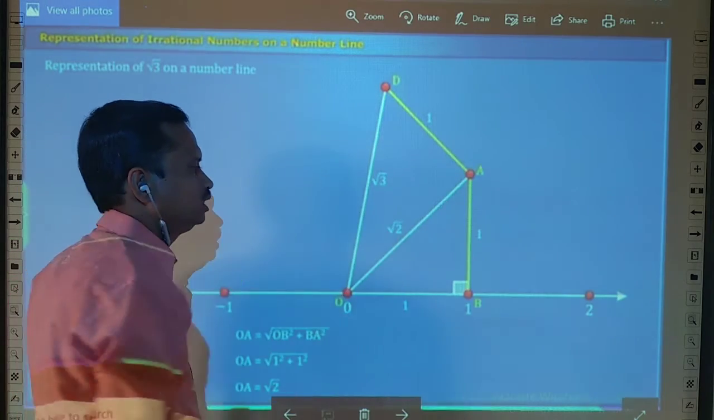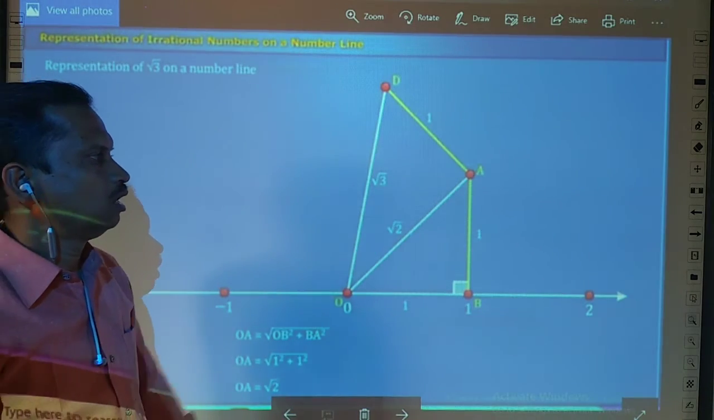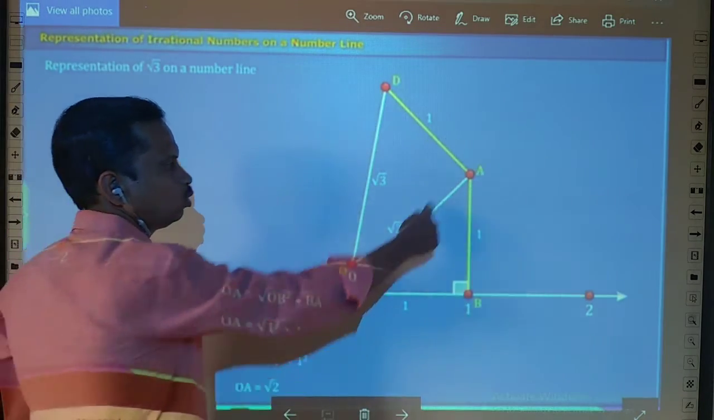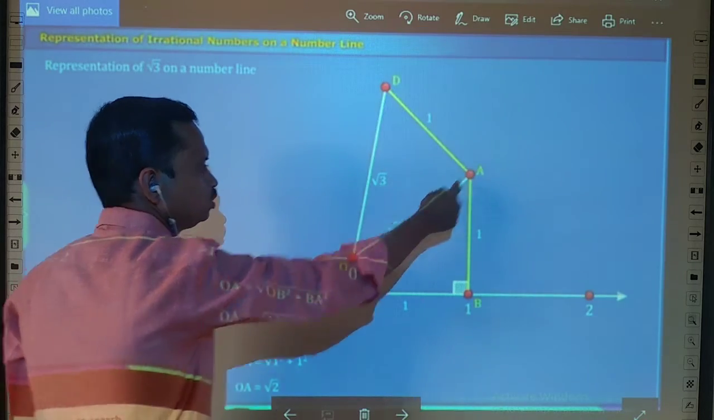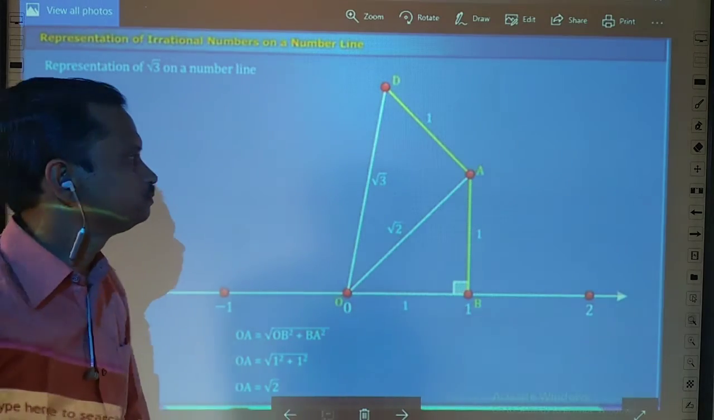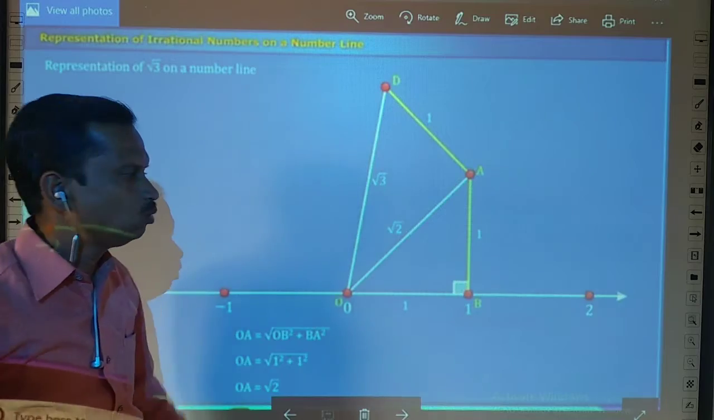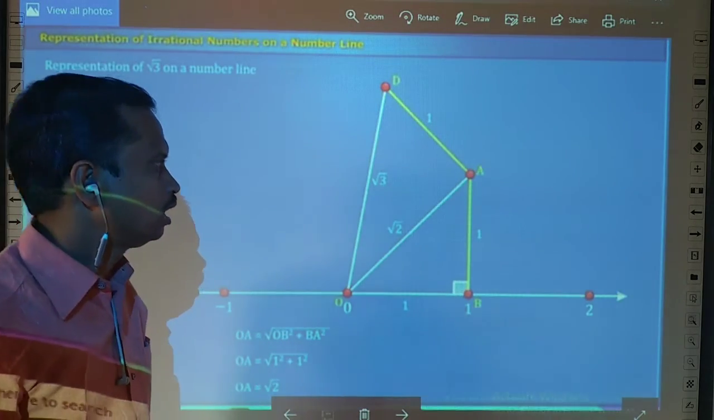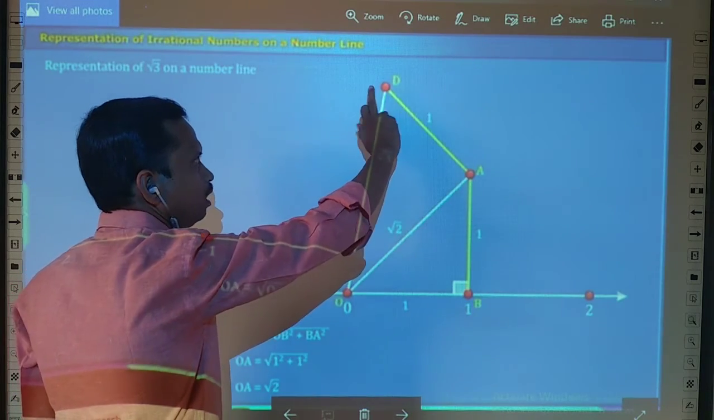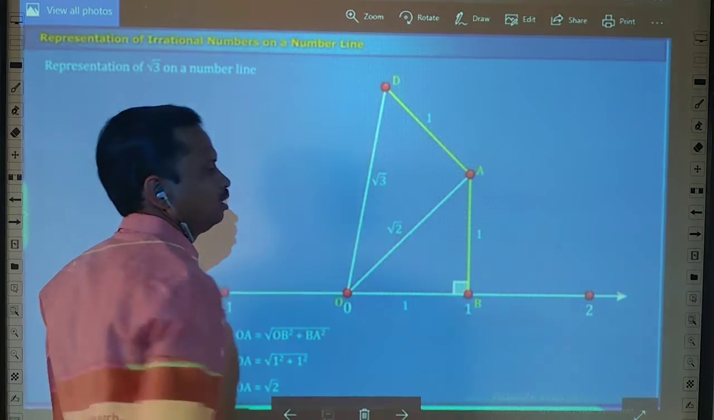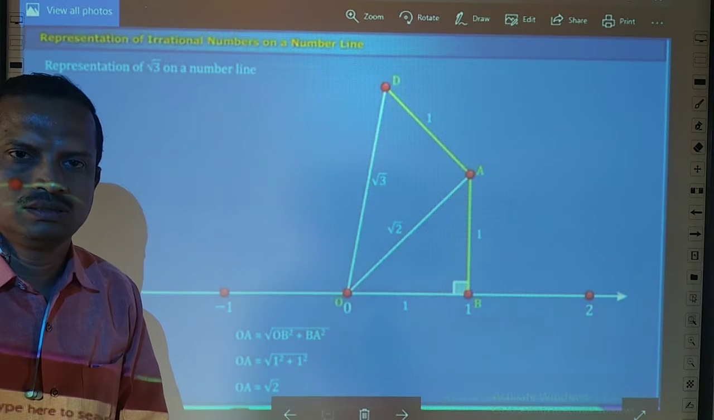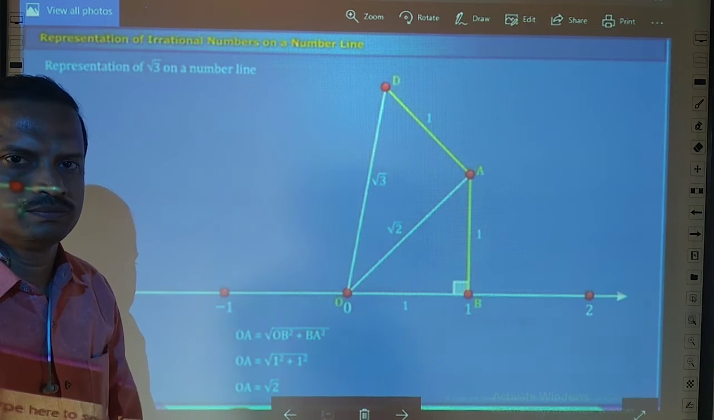So now, after getting root 2 at A, we have to draw a perpendicular to OA. This is OA and AD is the perpendicular to OA. And AD, the measurement is 1 unit. And we join OD. And OD gives the value of root 3. And if you draw an arc by keeping the pointer here and the radius OD, it will meet the number line at a point which is nothing but the location of root 3.